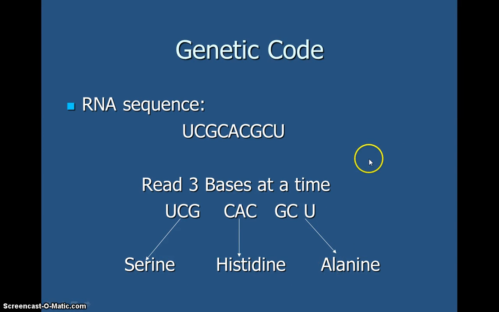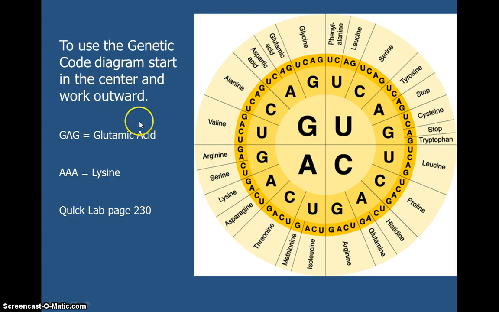We have a little chart to help us. So here is our little chart. To use this genetic code diagram, you start in the center and work out. So first one, GAG. We're going to find G, then go to the next, the lighter yellow, and find A. Then from there, we find the next letter, and it is G as well. So then it would be glutamic acid. For the next one, we find A, then we go to the next letter A, and then the next letter A, which is lysine.